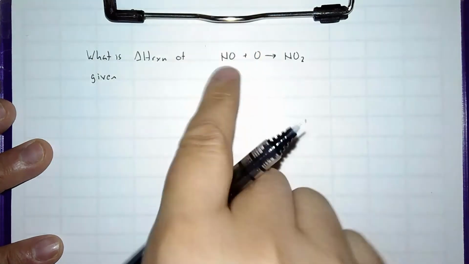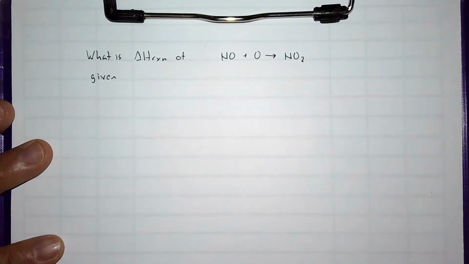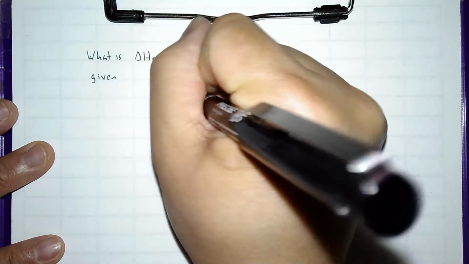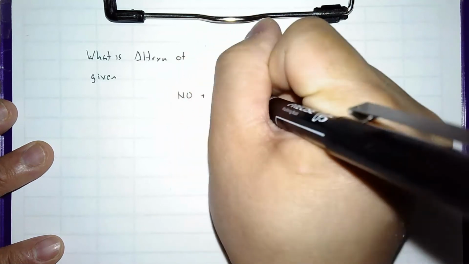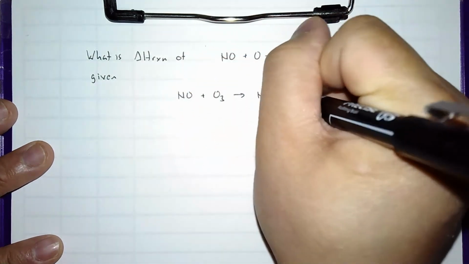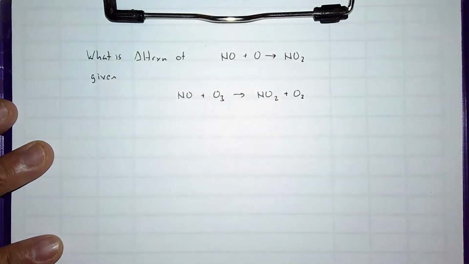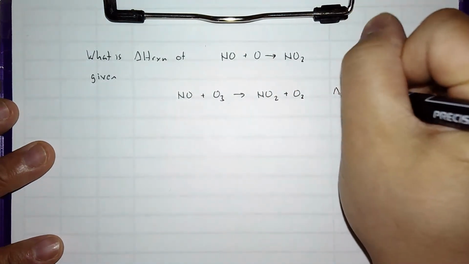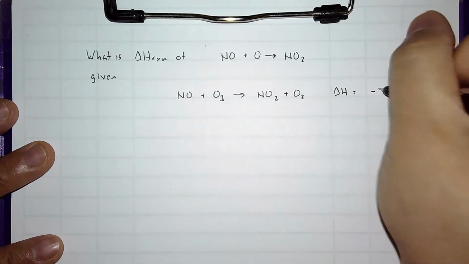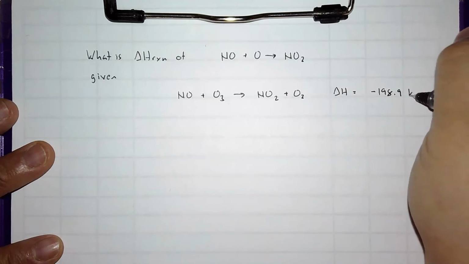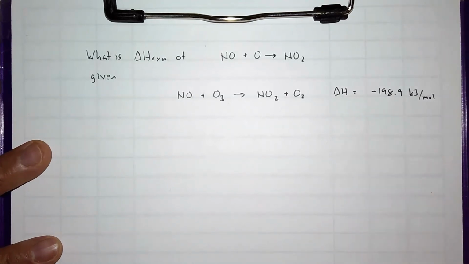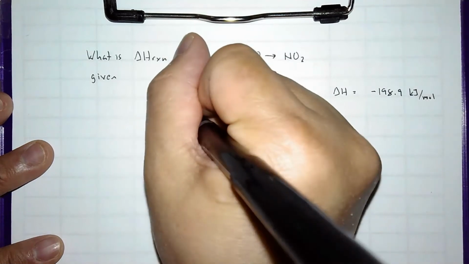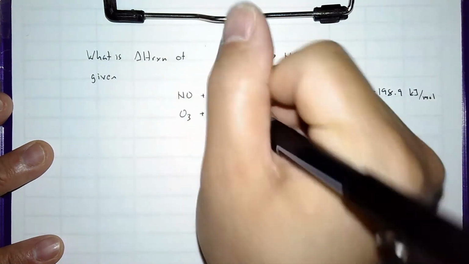And here's what's given. This is our target, and what's given are 3 reactions, supposedly steps from the starting material to the product. The first reaction is NO plus O3 goes to NO2 plus O2, and its associated delta H equals negative 198.9 kilojoules per mole. Let me finish the other 2 reactions, and you can copy.